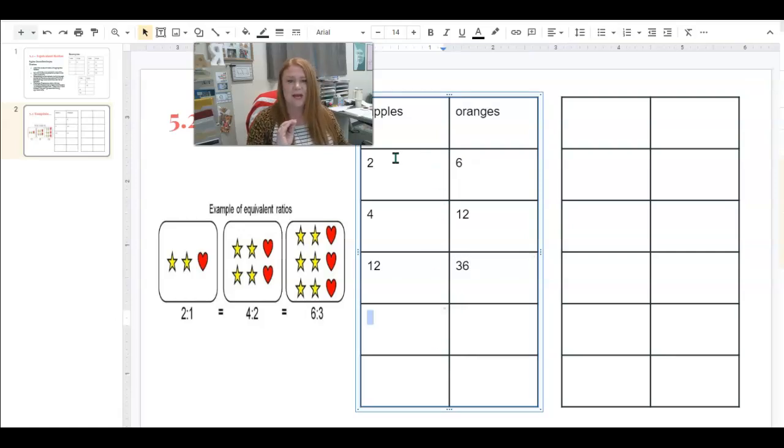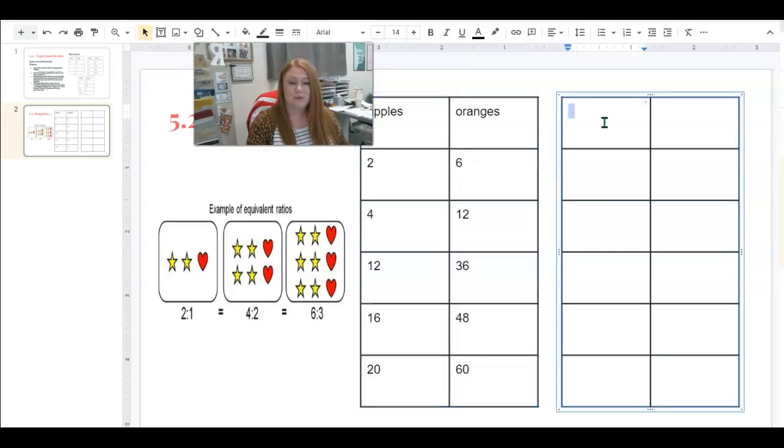Okay, now I'm going to multiply by 8. 2 times 8 is 16. 6 times 8 is 48. So all of these are equivalent ratios, right? I multiplied by the same thing, the same thing, the same thing. Now I'm going to multiply by 10. 2 times 10 is 20. And 6 times 10 is 60.